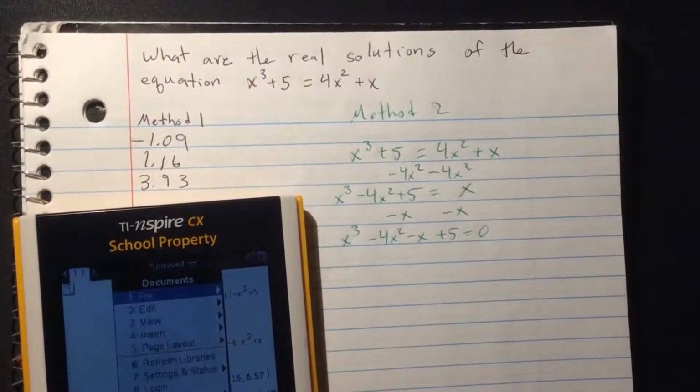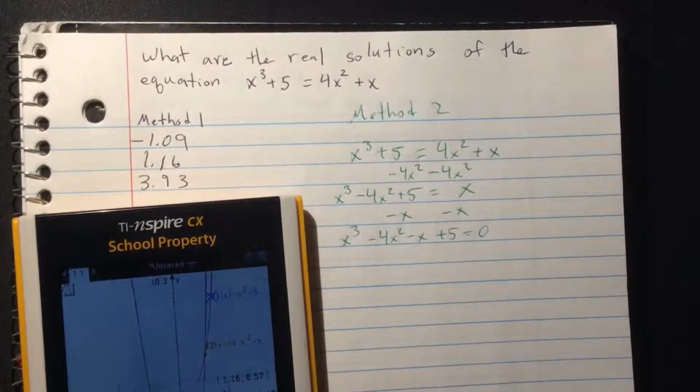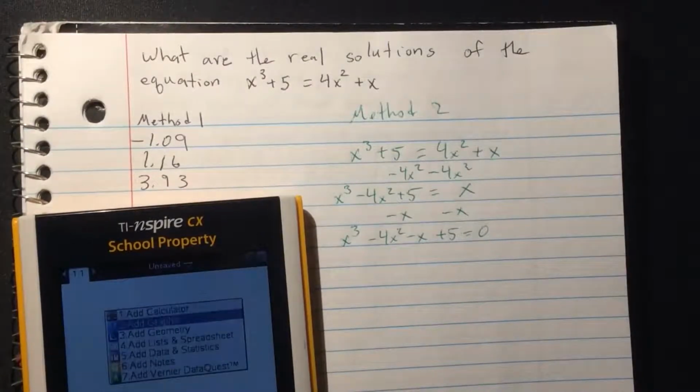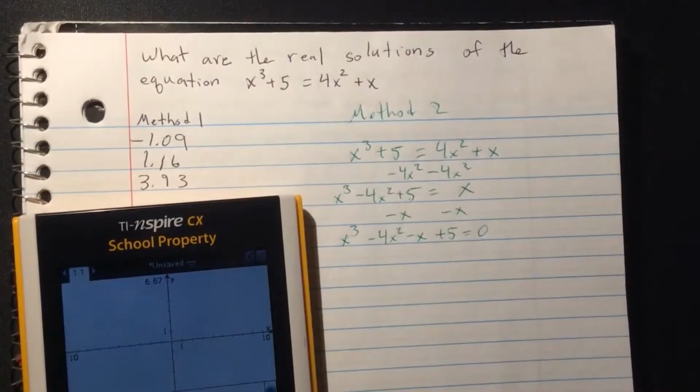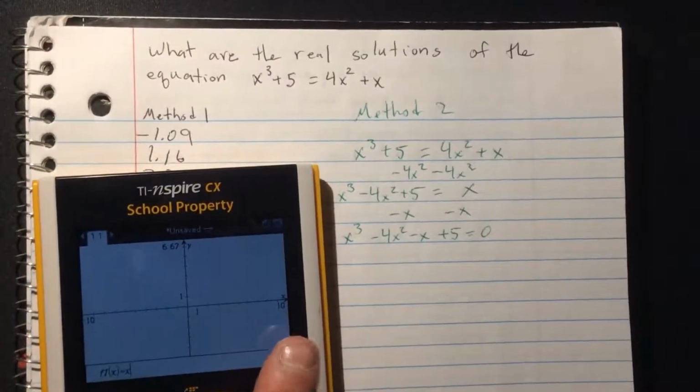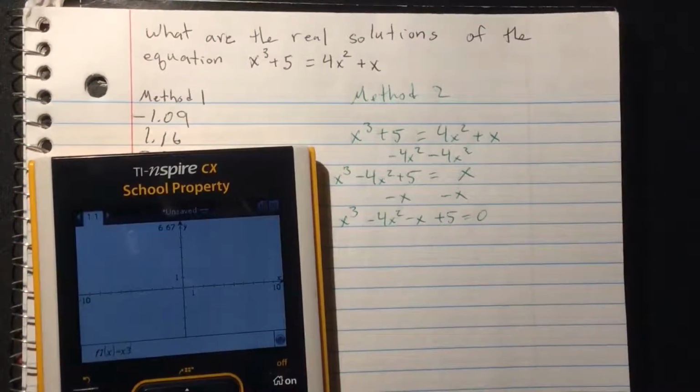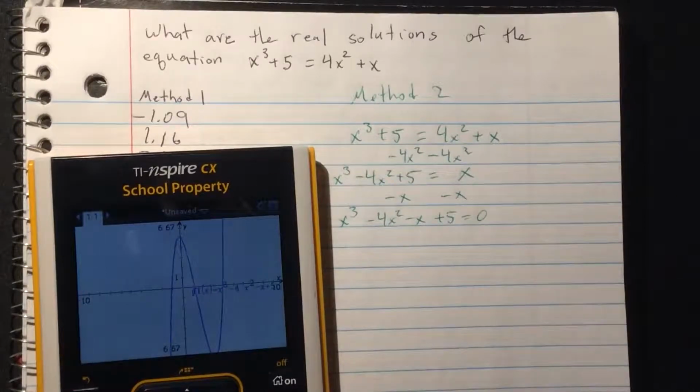And then we can go ahead and go to our menu, new document. No, we do not want to save. Go to graph, and then type in our function here. We have x cubed minus 4x squared minus x plus 5. Hit our enter button, and it'll give us our wonderful graph.